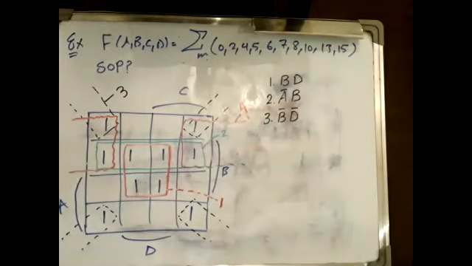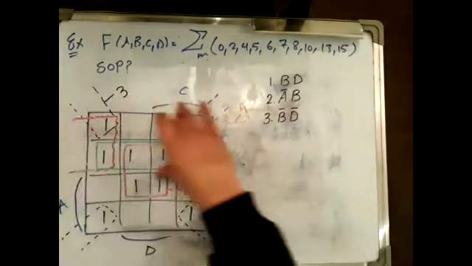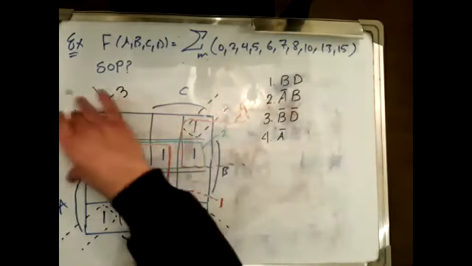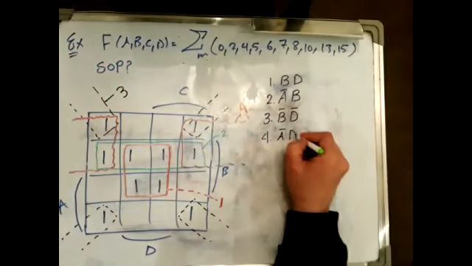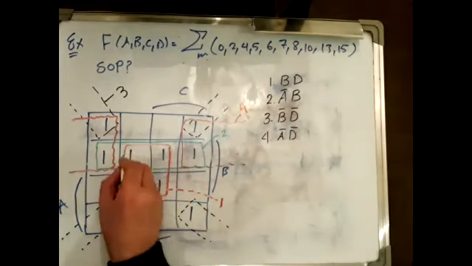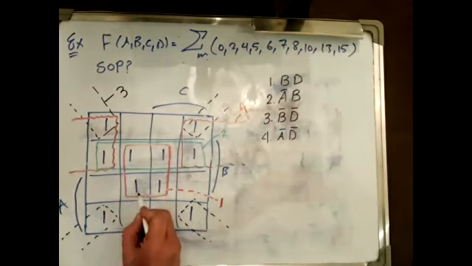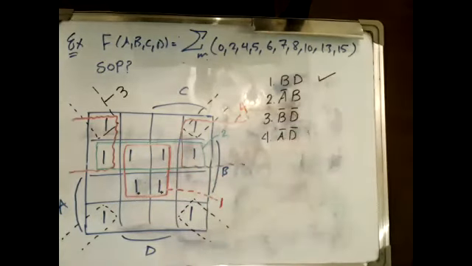Number 4, which is this. What is this? It is in A bar, right? But not only in A bar, intersection with D bar. So it is A bar, D bar. So now, which of these prime implicants is essential? Let's take the first one. Number 1. Where's number 1? It is here, right? Does this prime implicant contain any one that is only contained in this prime implicant? Yes. This one and this one are only in this prime implicant. So this one is essential, which is BD.